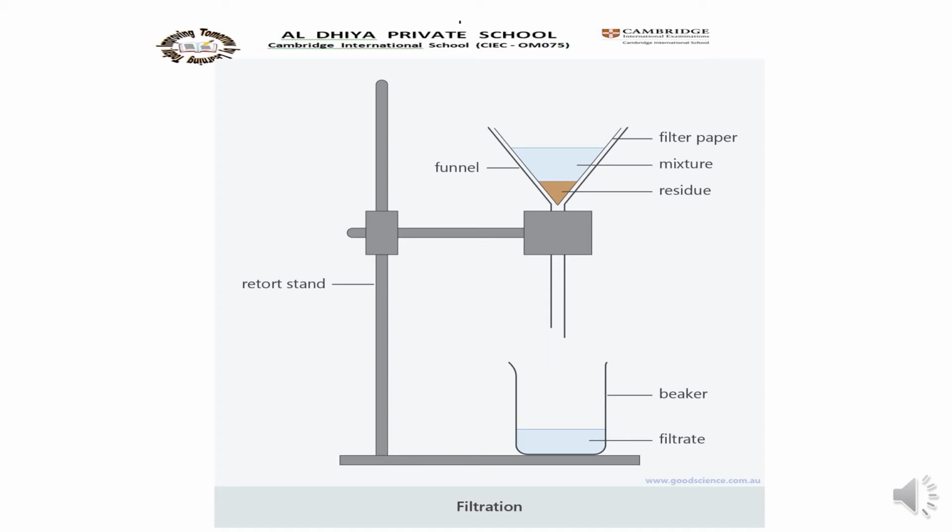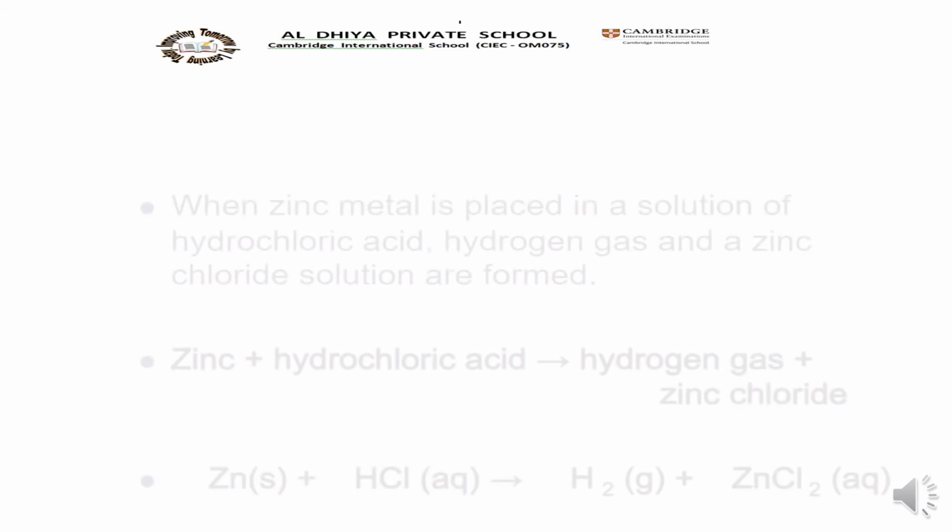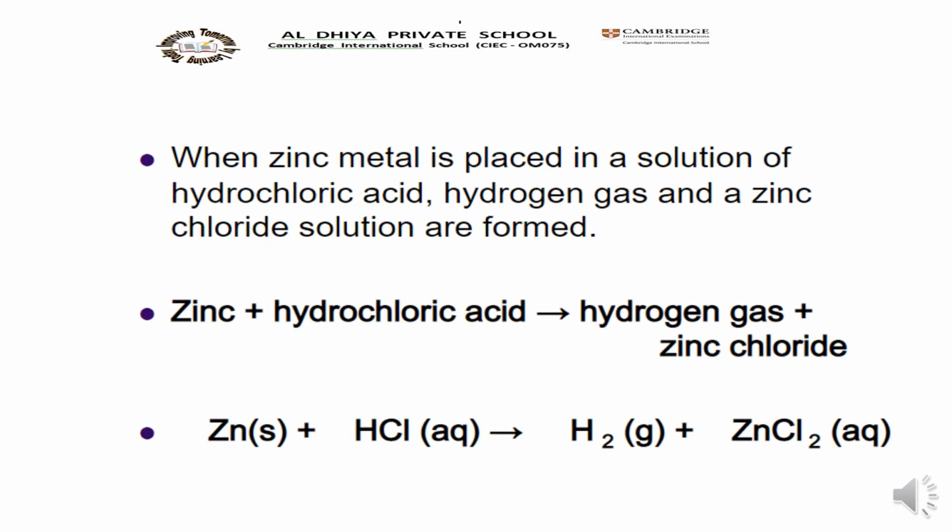The mixture is then left to cool and more evaporation takes place. After this, the mixture is filtered again. That time we get the zinc chloride. When zinc metal is placed in a solution of hydrochloric acid, hydrogen gas and a zinc chloride solution are formed. Zinc plus hydrochloric acid forms hydrogen gas plus zinc chloride.